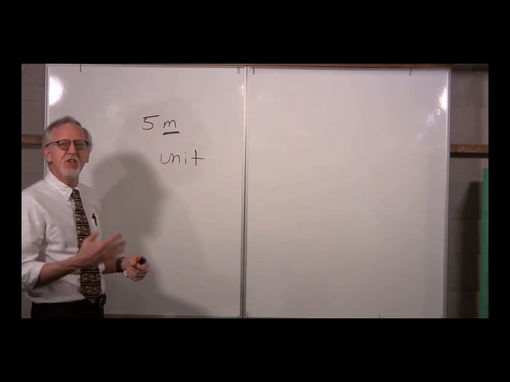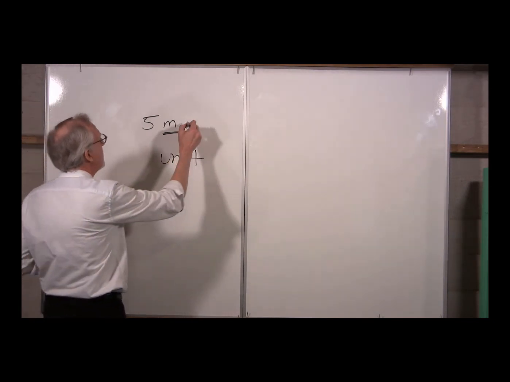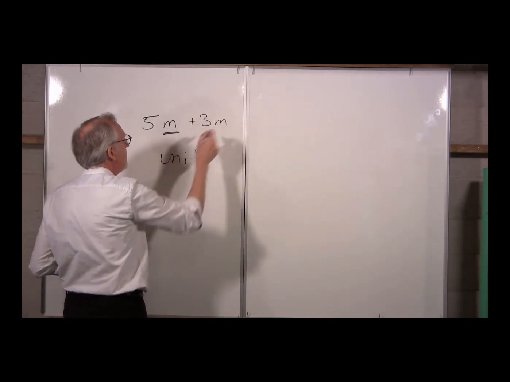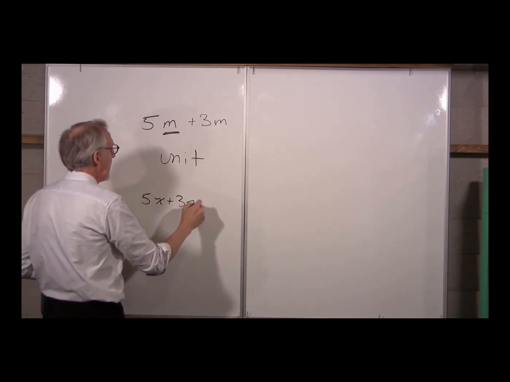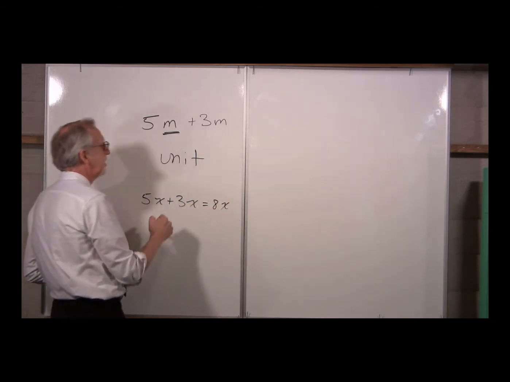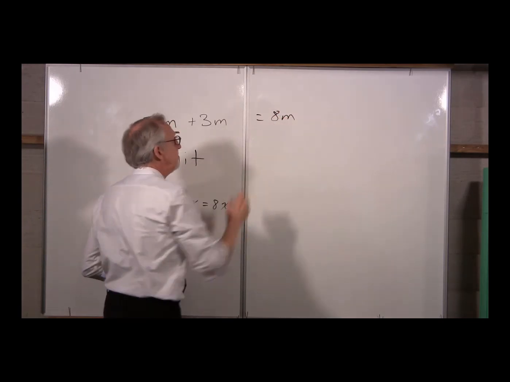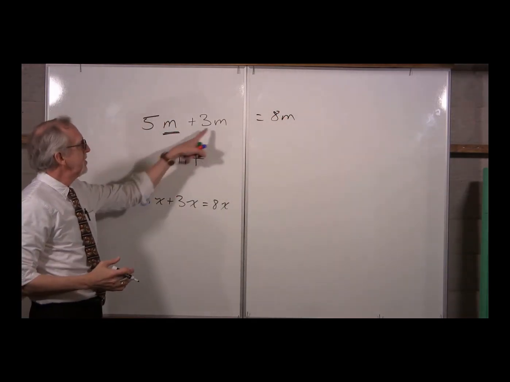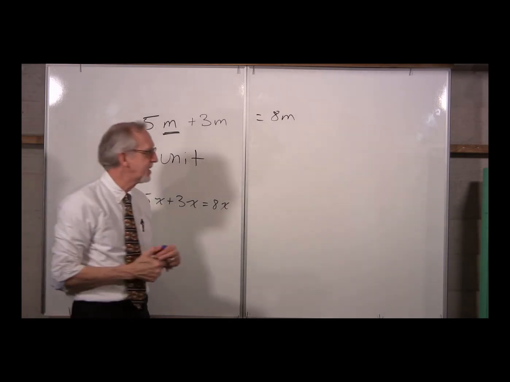Units can be treated just like algebraic quantities. So if you have something like 5 meters plus 3 meters, this is kind of like 5x plus 3x. What's 5x plus 3x? Well, it's 8x. 5 meters plus 3 meters is 8 meters. So units are treated very much like algebraic quantities. They can be added together.